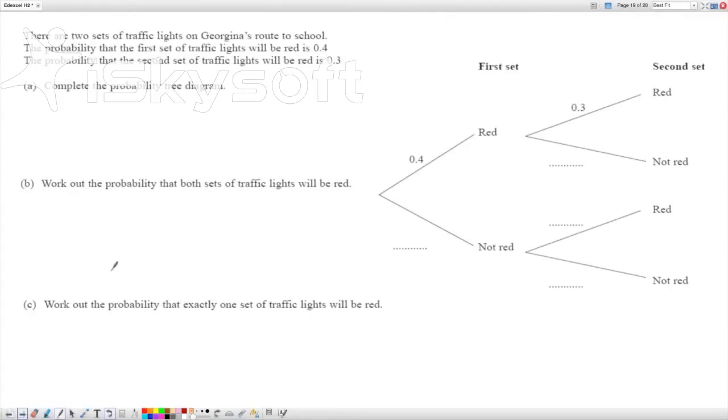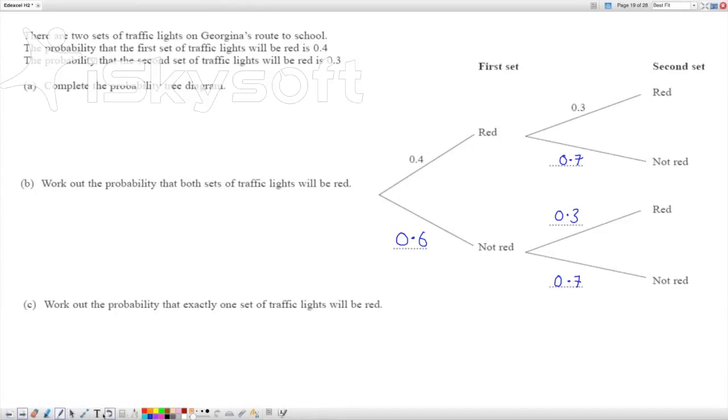There are 2 sets of traffic lights in Georgia's route to school. We've got the first set here and our second set. We're told that the first set is 0.4, and this needs to add up to 1, so our value here must be 0.6. Similarly here, we have 0.3, so this must be 0.7. Branches must add up to 1. This repeats here, 0.3, 0.7.